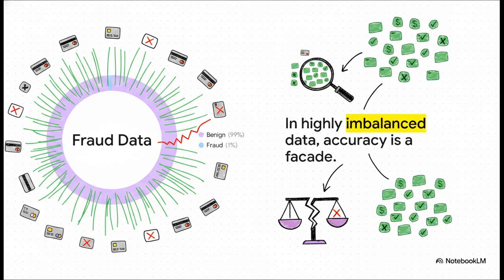Imagine a fraud detection system where 99% of transactions are perfectly benign and only 1% are actually fraudulent. A completely broken, trivial model could just blindly guess benign every single time. It will claim 99% accuracy on a test while catching absolutely 0 actual fraud. Standard accuracy metrics are a dangerous mathematical facade when you're dealing with highly imbalanced real-world data.